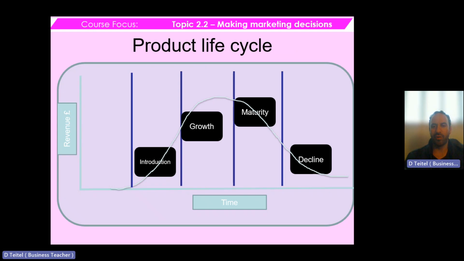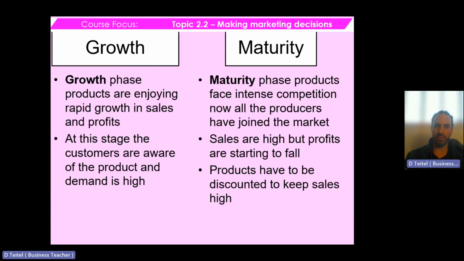So as it gets in the growth and maturity stage, it's making the most money, and then it starts to decline. So when we start to talk about extending, this is about how do we extend either the growth or the maturity stages, or basically, can we keep generating that same revenue over time. So growth phase, products are enjoying rapid growth in sales and profits. At this stage, the customers are aware of the product and the demand is high.